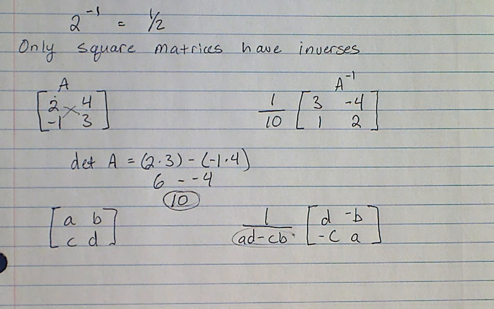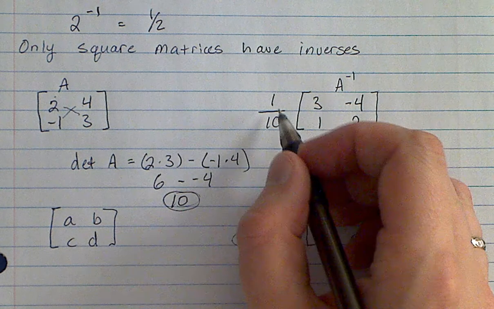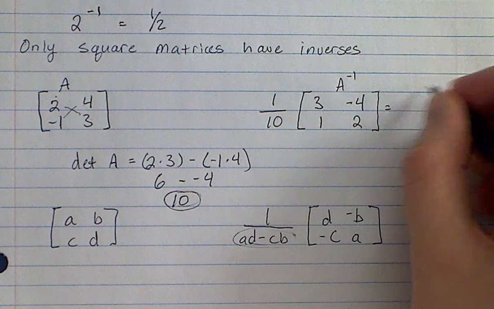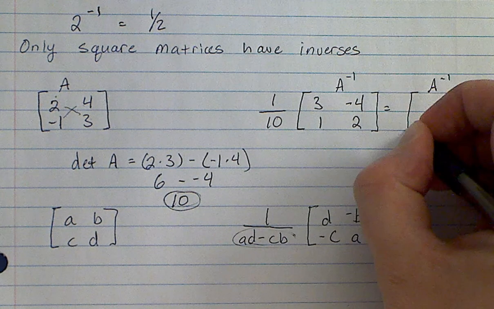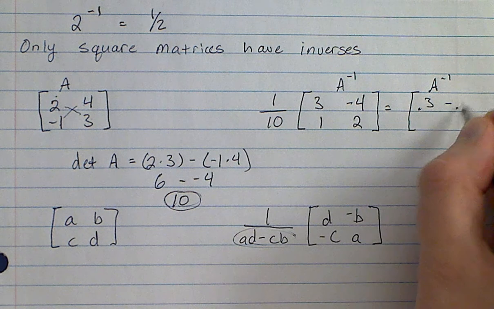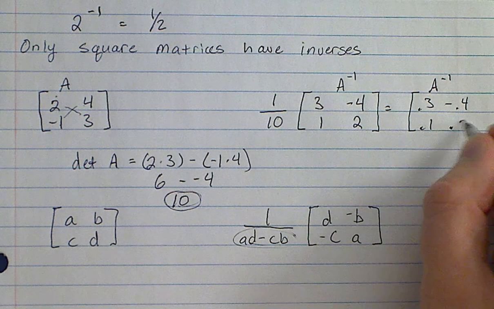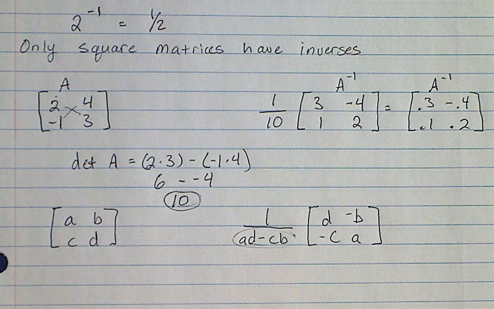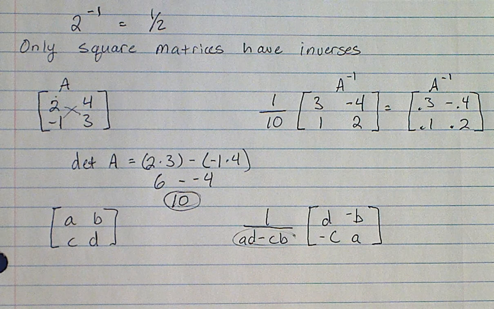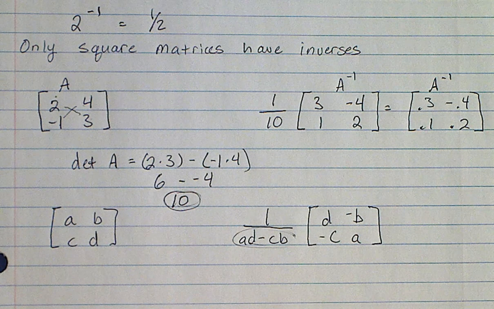Now the one step I can take further on this one is I can multiply 1/10. It's just a scalar, so I can multiply it through to everything inside. So A inverse would end up being 0.3, because 1/10 times 3 is 0.3, negative 0.4, 0.1, and 0.2. If you were to enter this in your calculator, that's the version you would get back for the inverse. You can do the inverse on your calculator the same way we were doing everything else. You just need to know where the inverse button is.